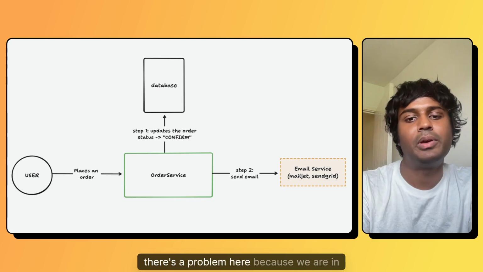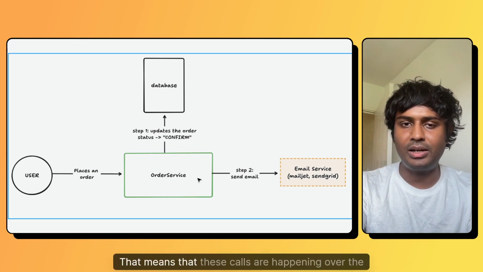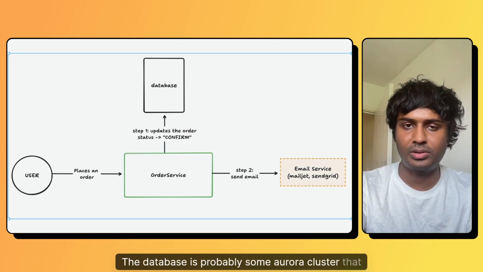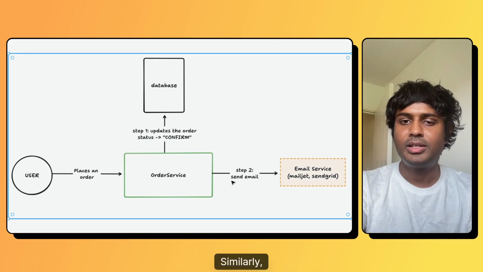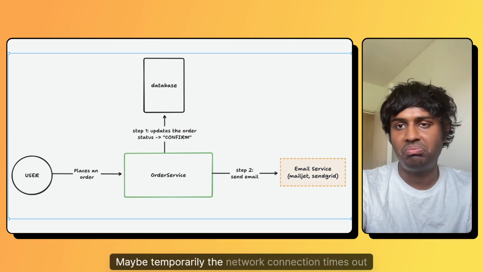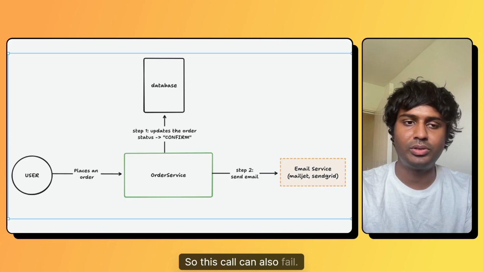However, there's a problem here. Because we are in a distributed system, these calls are happening over the network. The database is probably some Aurora cluster that is located somewhere, so this database call can fail. Similarly, this API call to send the email can also fail. Maybe temporarily the network connection times out or whatever happens. So this call can also fail.